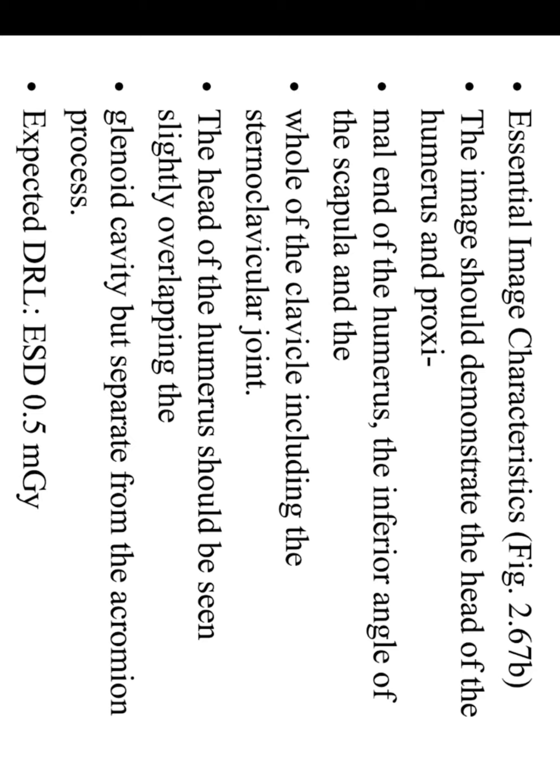Essential image characteristics. The image should demonstrate the head of the humerus and the proximal end of the humerus, the inferior angle of the scapula, and the whole of the clavicle, including the sternoclavicular joint. The head of the humerus should be seen slightly overlapping the glenoid cavity but separate from the acromion process.